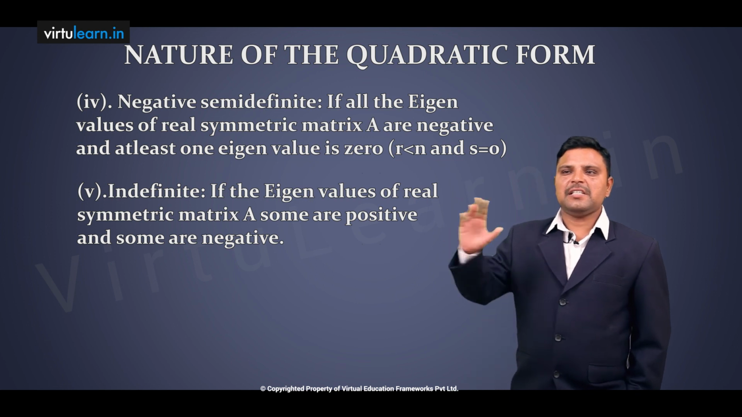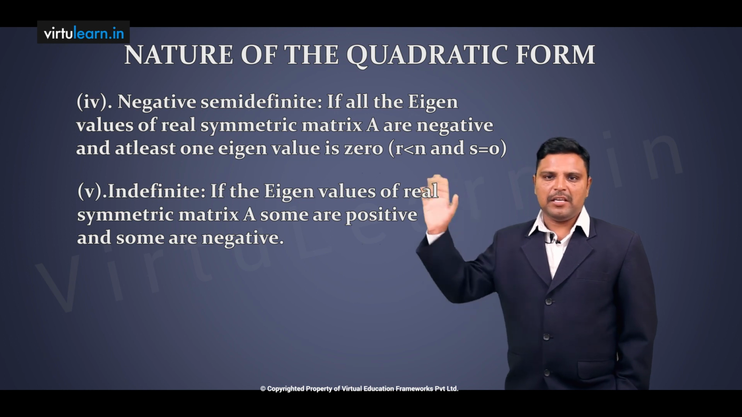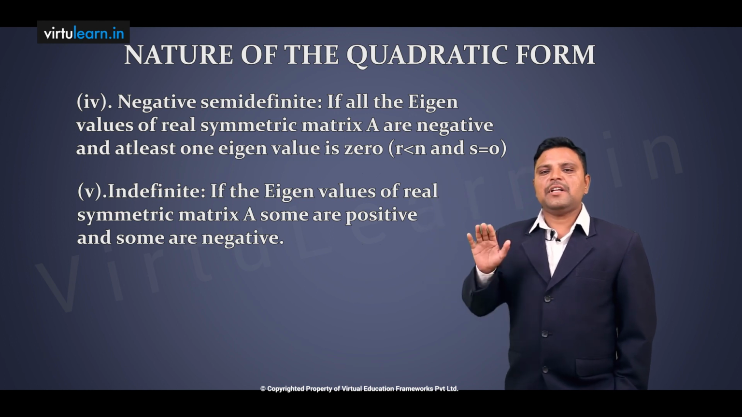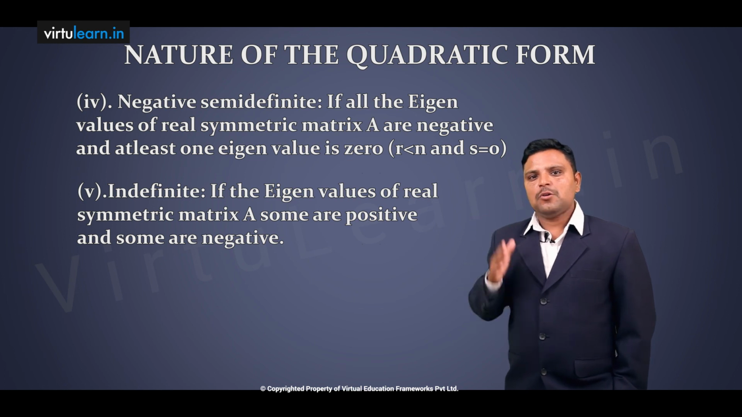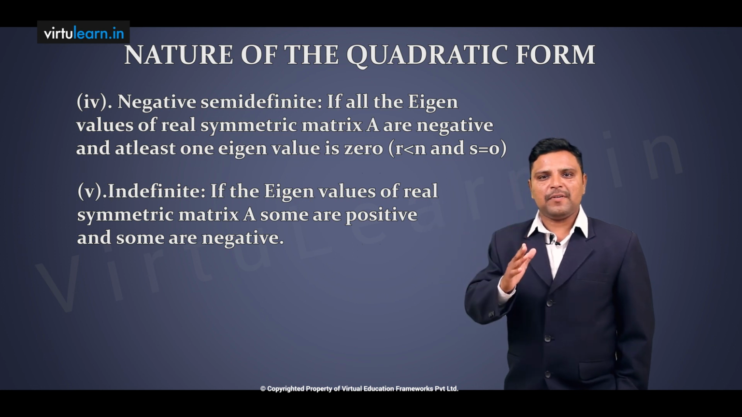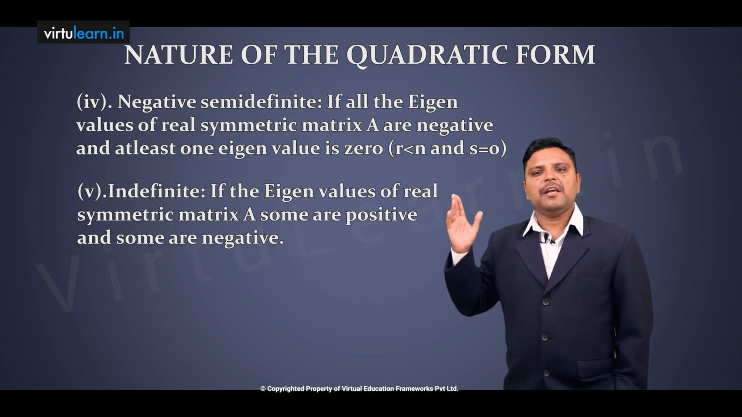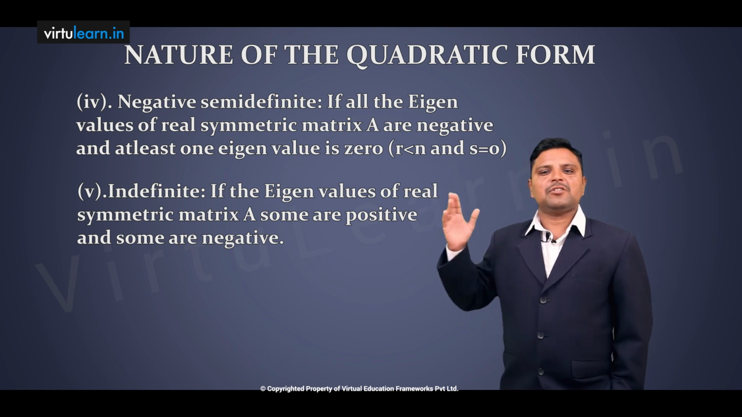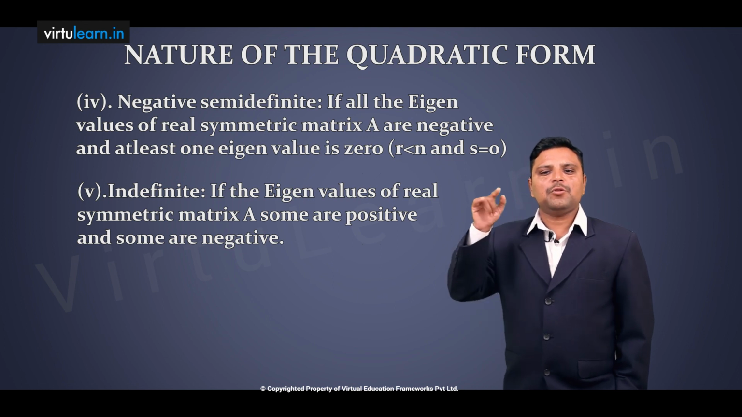Once again, index is the number of positive terms in the canonical form, denoted by S. Signature is the difference between the number of positive and negative terms in the canonical form, with formula 2s minus r. A quadratic form is positive definite if all eigenvalues are positive; the formula is r equal to n, s equal to n. Negative definite if all eigenvalues are negative; the formula is r equal to n, s equal to 0.